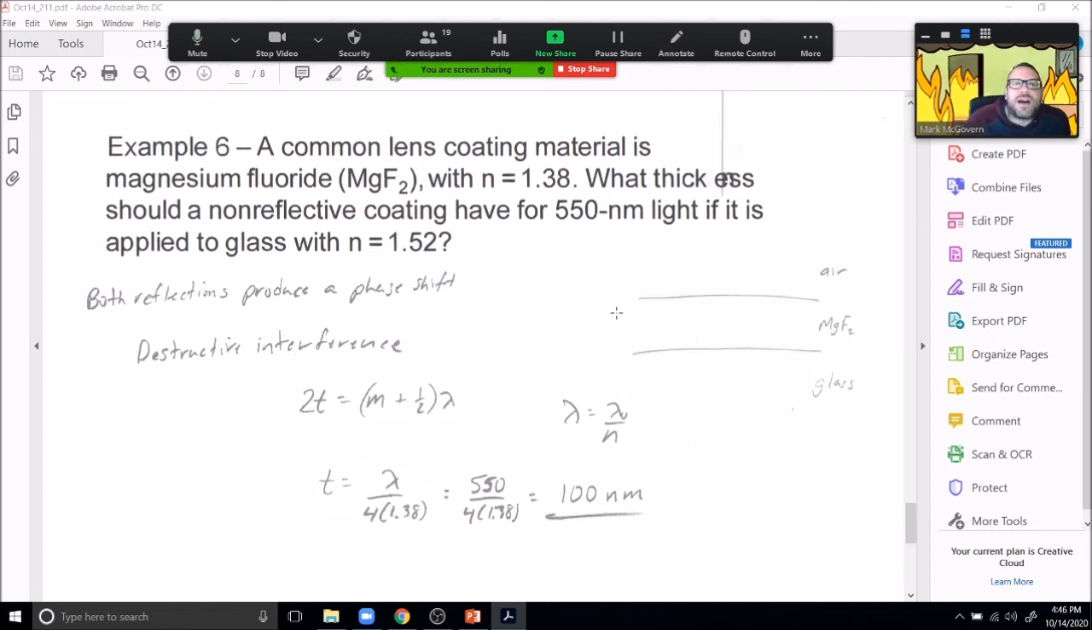All right, anyway. Lens coating. Magnesium fluoride is what they use. It's transparent. It has a similar index of refraction to water.